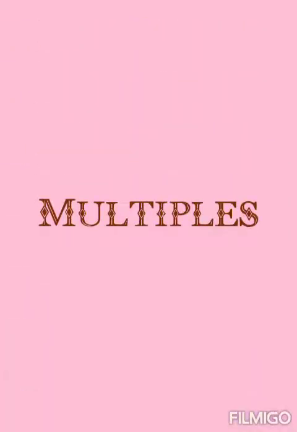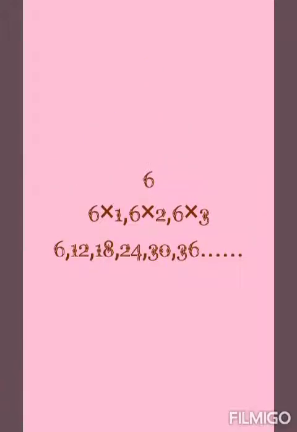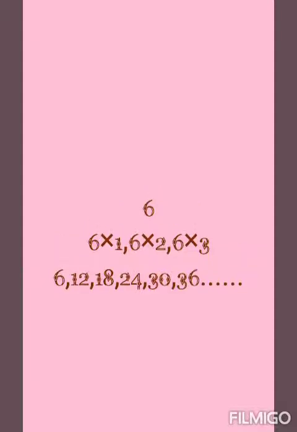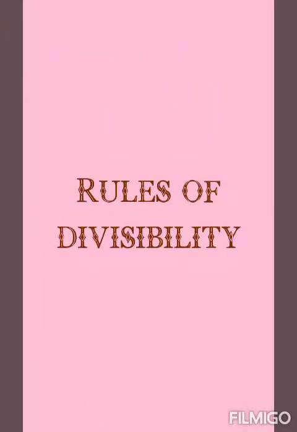Now multiples. Students, multiples are gained by multiplying that number by all the numbers gradually, starting from 1 till infinity. For example, when we multiply 6 gradually by 1, 2, 3, 4, or you can say when we count the table of 6, we get its multiples. So all the numbers included in the table of 6 will be its multiples. Here I have written some of the table of 6: 6, 12, 18, 24, 30 and 36. So these are its multiples.